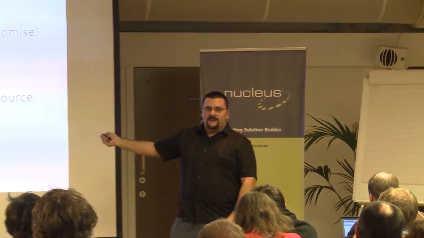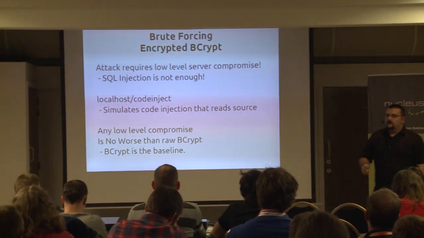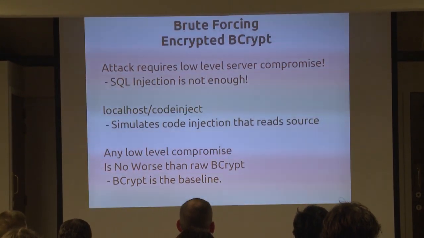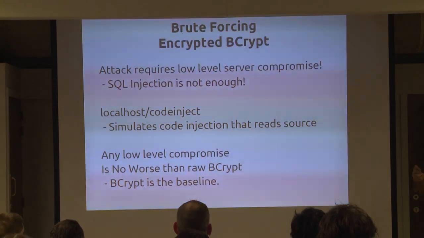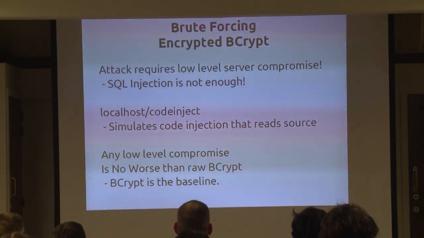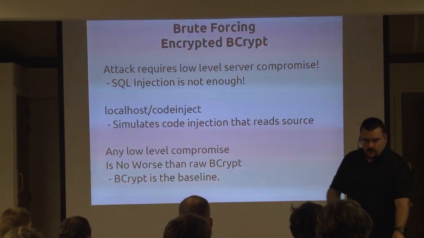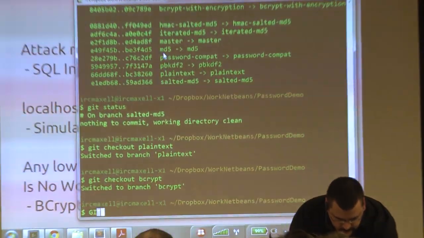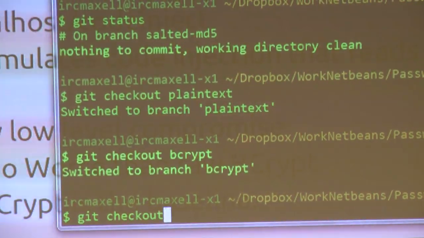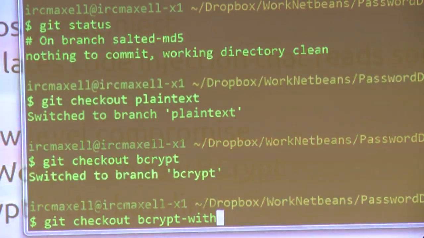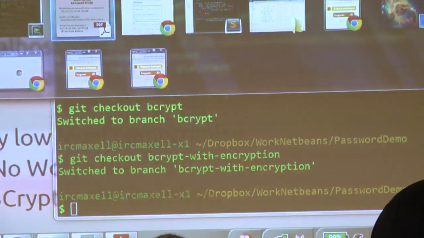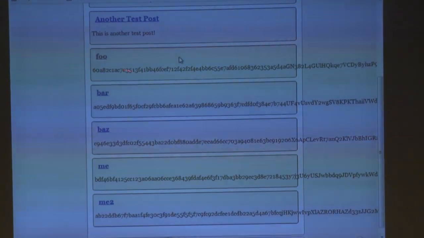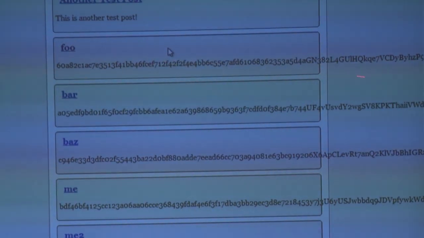So how can we attack this? Well, SQL injection is not enough, because what we're getting back now is a string of garbled bits. We can't do anything with that as an attacker. But what happens if someone was able to inject code? Let me check it out. So we have our SQL injection, and this is that same bcrypt string, but it's encrypted. So this means nothing to us.